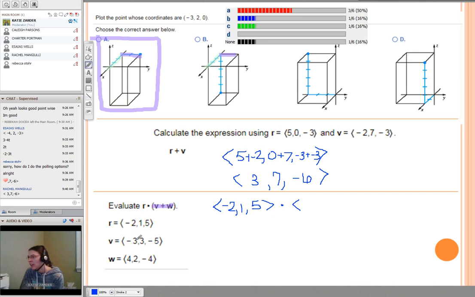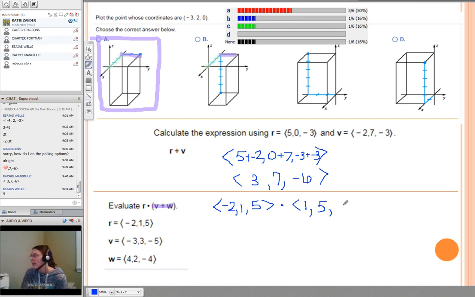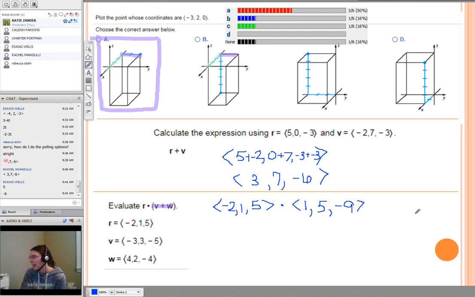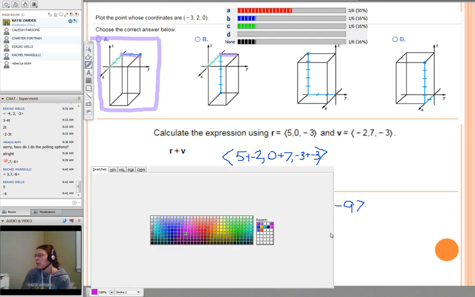So let's see here. Negative 3 plus 4. Sorry. All right, sorry about that. Negative 3 plus 4 should be a positive 1. 3 plus 2 is a 5. And negative 5 plus negative 4, negative 9.